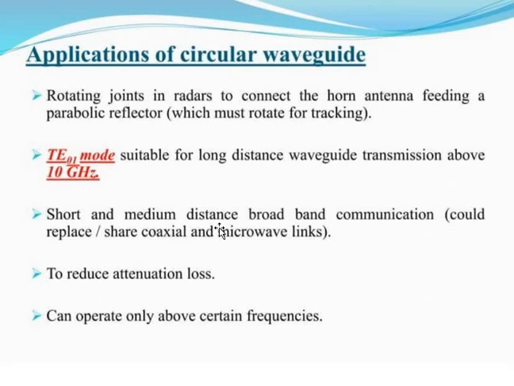The applications of the circular waveguides: the main applications are rotating joints in a radar, connecting the horn antenna feeding a parabolic reflector. The TE01 mode is suitable for long distance waveguide transmission above 10 GHz. Short and medium distance broadband communication could replace or share coaxial and microwave links to reduce attenuation loss. It can also be used to operate above certain frequencies.